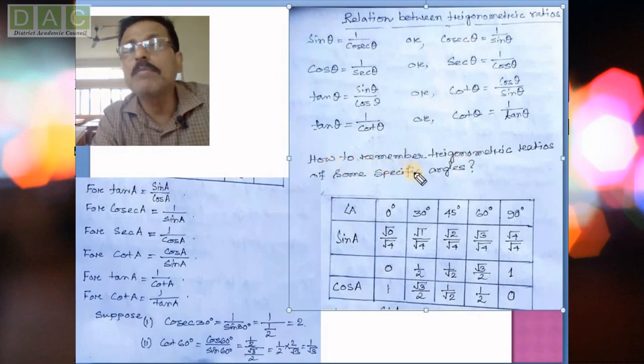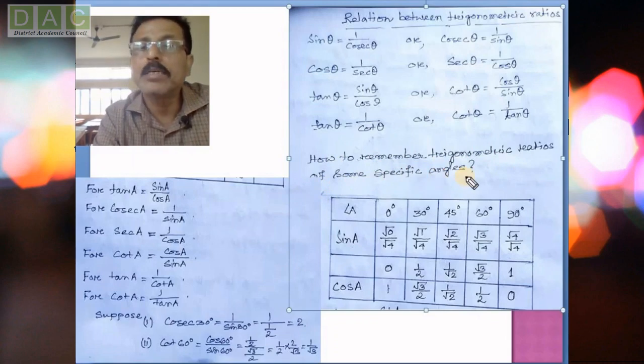Now how to remember the trigonometric ratios of some specific angles. Here are the angles 0 degree, 30 degree, 45 degree, 60 degree and 90 degree. These are angles for sine, cos, tan, cosec, sec, cot. So now I just showed here the two, sine and cos. If you know sine and cos values, then you can find out all others, that is tan, cosec, sec and cot.